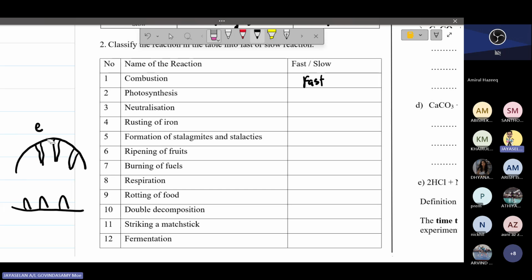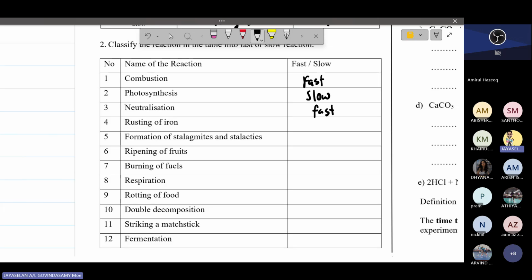This one is slow. And why I put this: I have looked at objective questions since 2021, so make sure you remember. Okay, 1 minute finished. Photosynthesis, slow. Neutralization, fast. So please memorize.